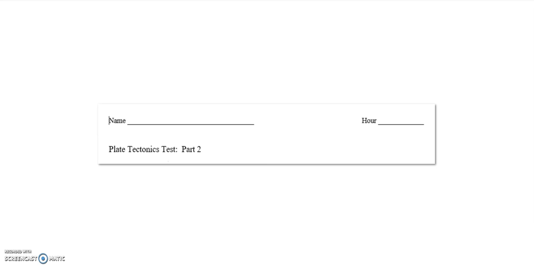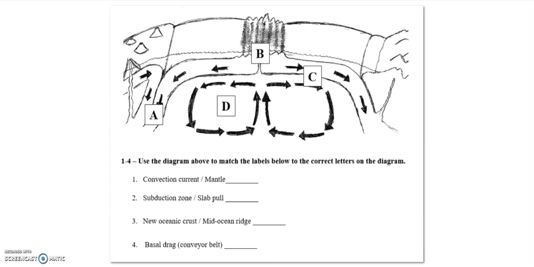Now it is time for part 2 of the plate tectonics test. Make sure you put your name and your hour on top of the test. Questions 1 through 4, you need to look at this diagram. There are 4 letters that you need to match to the correct landform or the correct thing that is happening there. It says use the diagram above to match the labels below to the correct letters on the diagram.